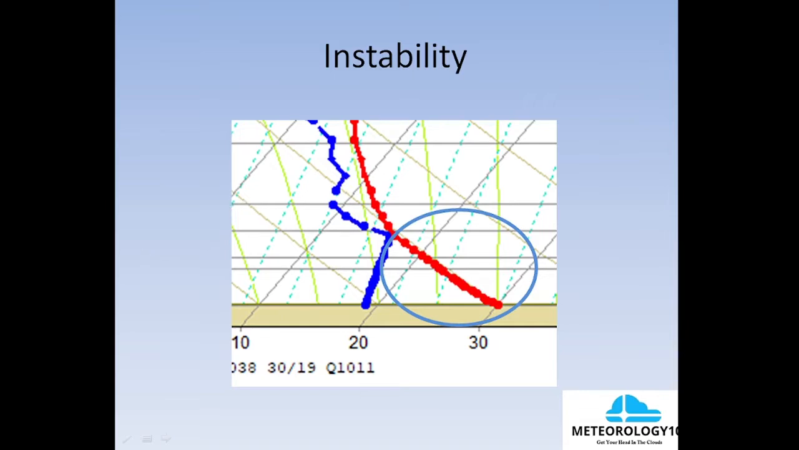So if the temperature line leans far to the left with height, it indicates the layer cools rapidly with height. So you're cooling rapidly with height. That is an unstable environment.